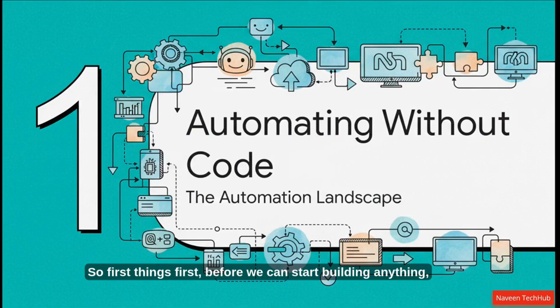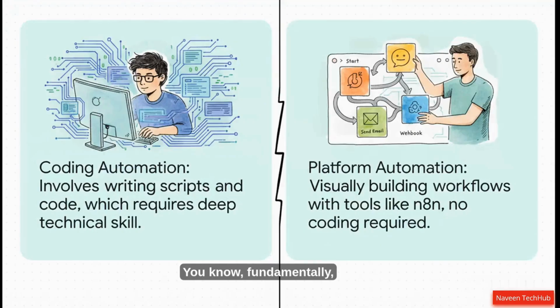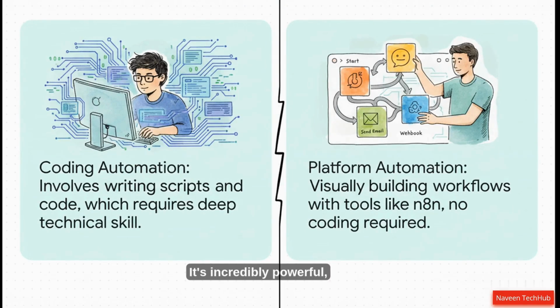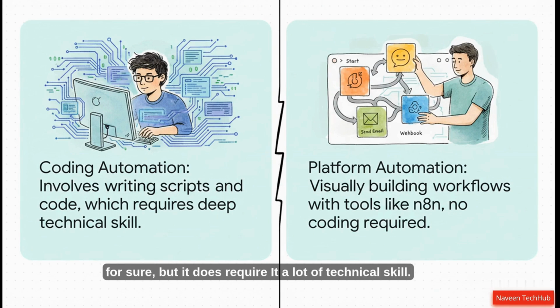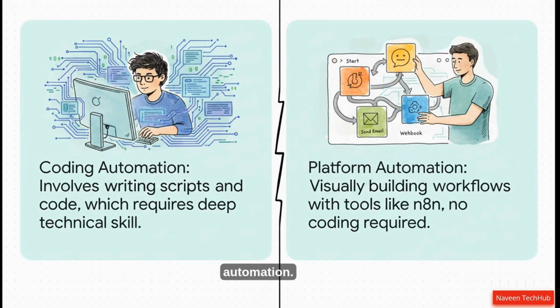So first things first, before we can start building anything, let's just make sure we're all on the same page about what automation really means in today's world. We're not talking about factory robots here. We're talking about automating all of our digital work, especially in this exciting new no-code environment. Fundamentally, there are two main roads you can take to automate things. On one side, you have the traditional coding approach, writing scripts in languages like Python. It's incredibly powerful for sure, but it does require a lot of technical skill. And on the other side, you have no-code or low-code tools, which let you visually drag and drop different blocks to build out your automation.